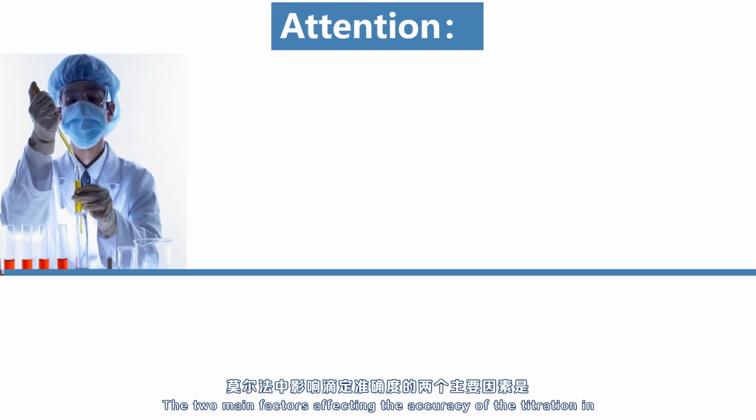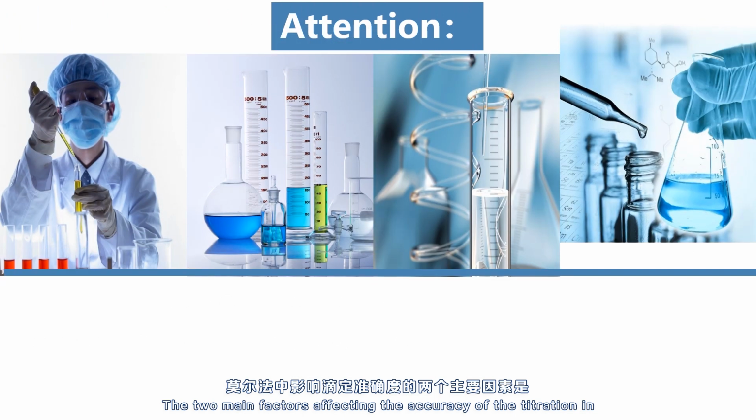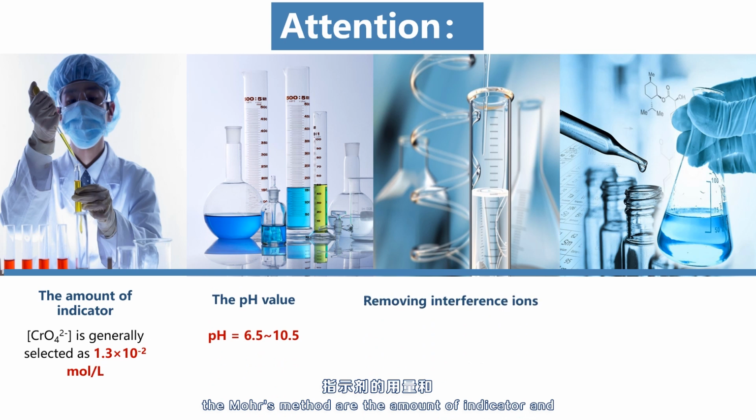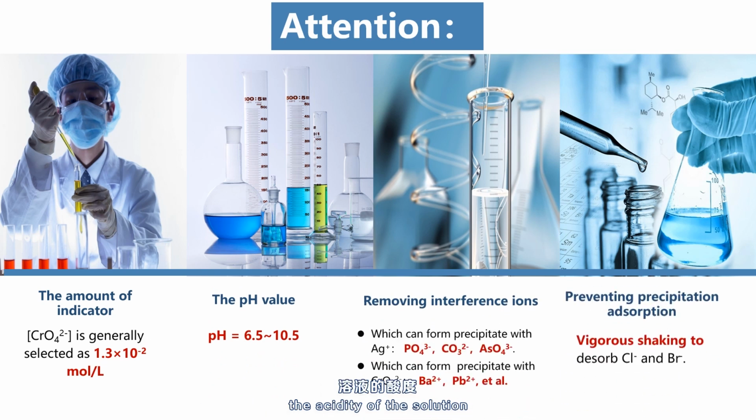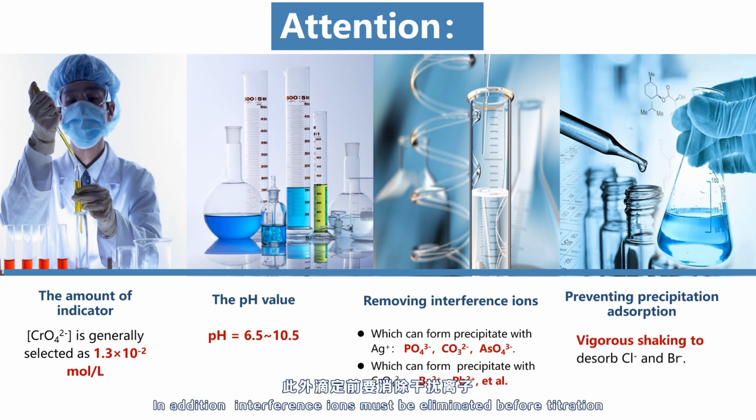The 2 main factors affecting the accuracy of the titration in the Mohr method are the amount of indicator and the acidity of the solution. The concentration of the indicator, potassium chromate, is generally selected as 5 times 10 to the minus 3 power mole per liter, and the pH of the solution should be controlled within the range of 6.0 to 10.5. In addition, interference ions must be eliminated before titration, and vigorous shaking is required during titration.